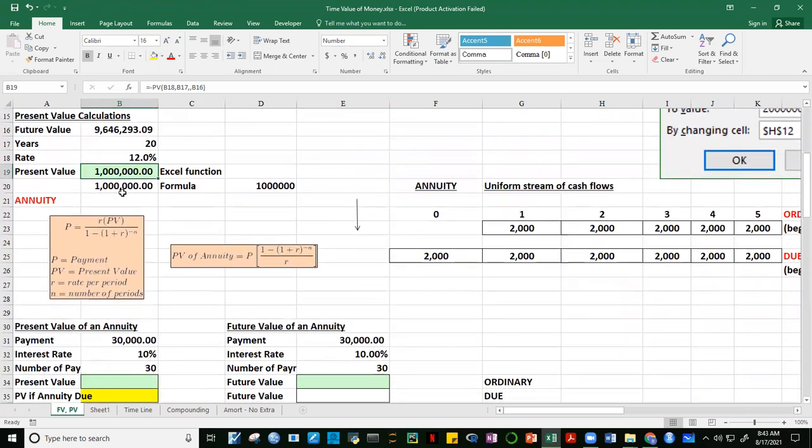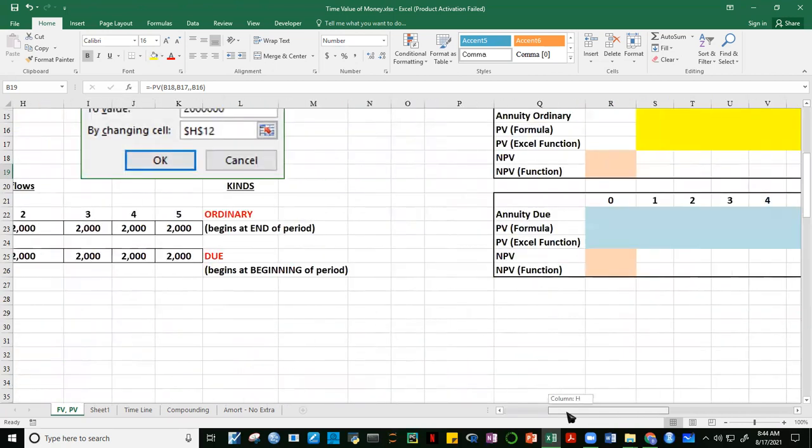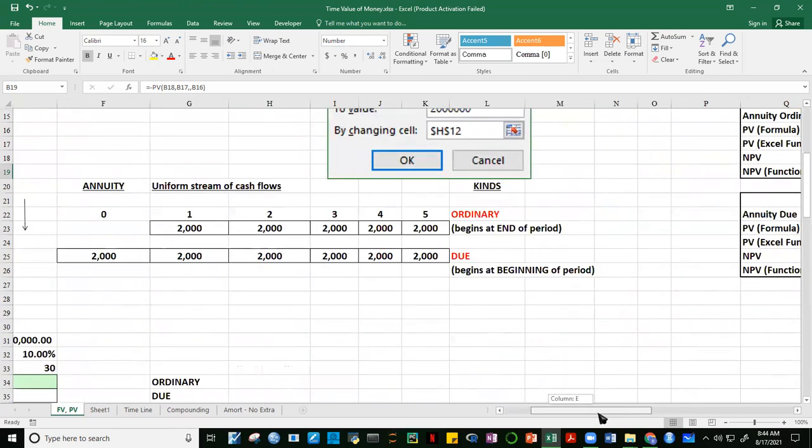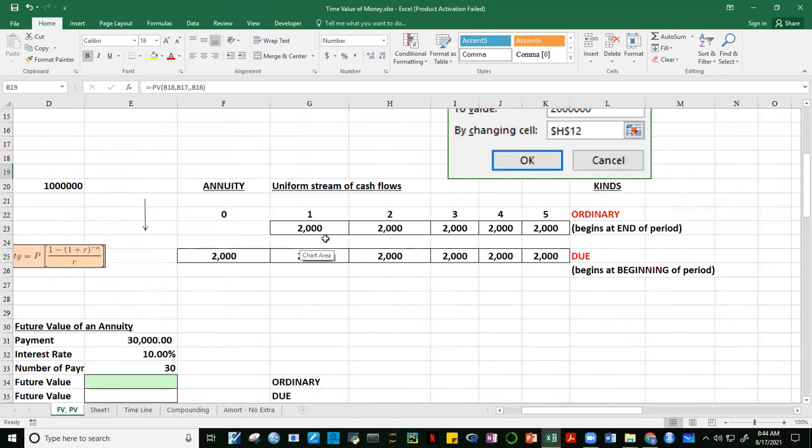Okay, so let's go, guys, to annuity. Okay, the annuity, guys, as I mentioned, is a stream of cash flows. For example, 2,000, 2,000, 2,000, 2,000, 2,000. It's a uniform stream of cash flows. They're all the same, guys, right? It's a uniform stream of cash flows. Then for a certain period of time, this is called an annuity.